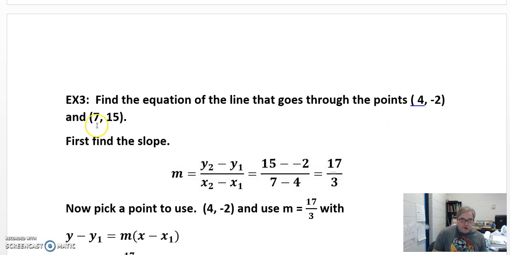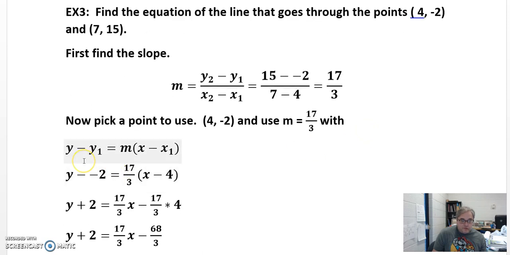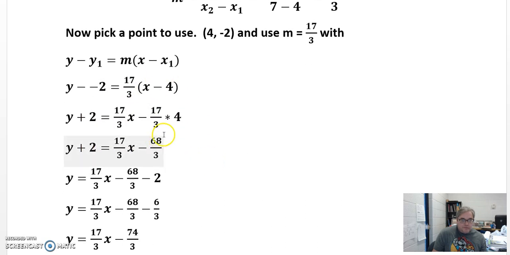Now you're going to pick one of these 2 points. It doesn't matter which one you use. It's always better to pick a simpler point. To me, this one's simpler, but that's preference. And I'm going to go back to using this formula. I'm going to plug in my y1, my x1, and my slope. And again, stepping my way through this, simplify my signs, distribute.